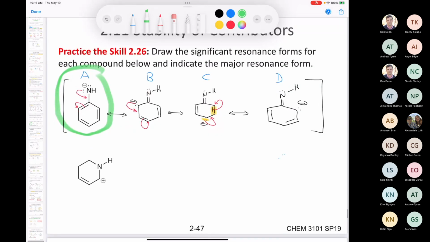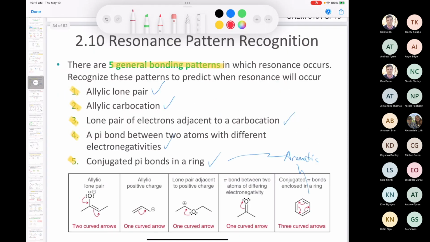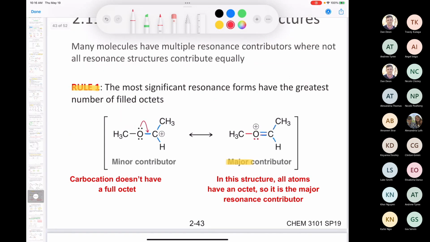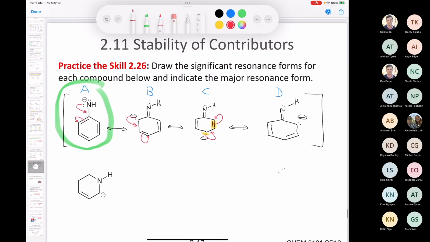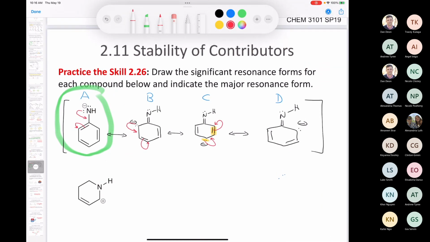So we'll put here, let me use my red pen. We'll put A, son of a gun. Sorry, I'm left-handed, so every time my left hand touches the thing on the side, it moves the screen around. So we'll put A is most significant because negative charge is on most electronegative atom. There you go. Nothing to it.